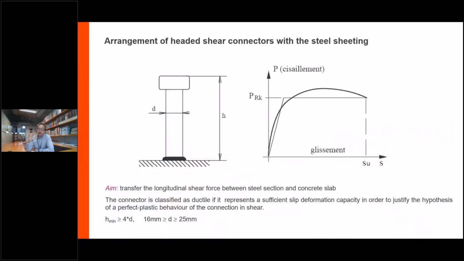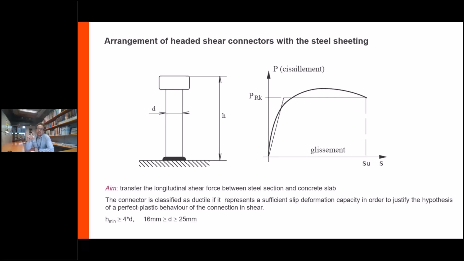So this simple shear stud has in fact an ideal behavior in the sense that it can be associated to a rigid plastic behavior. Basically, you first have the elastic branch, and then you have yielding, and then the behavior of this stud is ductile in the sense that you can achieve a significant slip, a significant displacement, before coming to rupture.